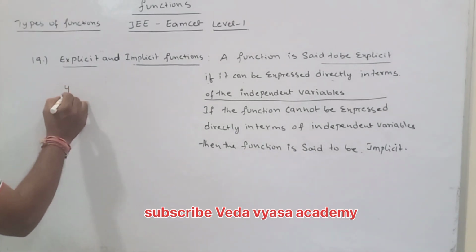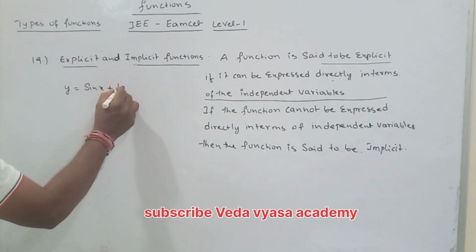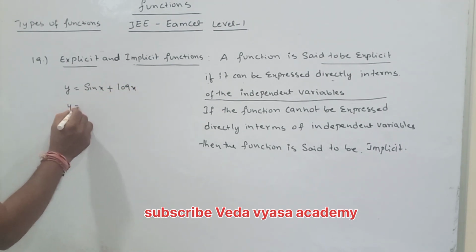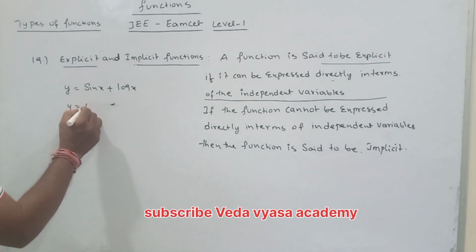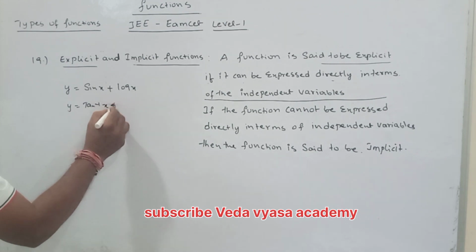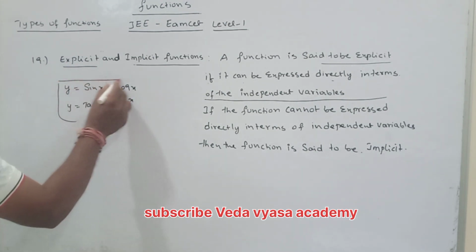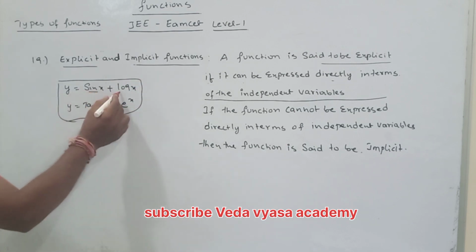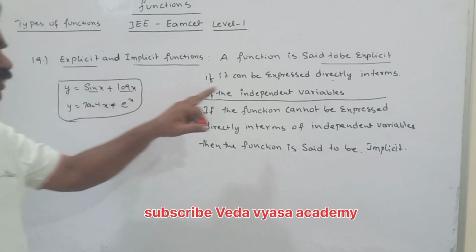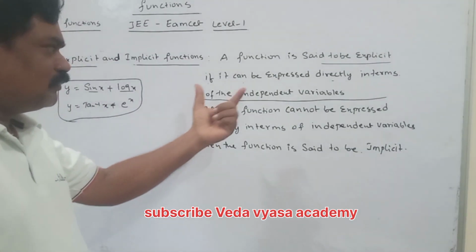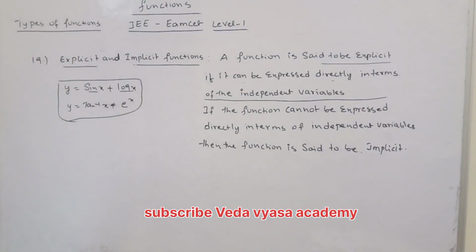For example, y is equal to sin x plus log x, or y is equal to sin inverse x plus tan inverse x, or tan inverse x plus e power x, like this. These are directly in terms of the independent variable. If functions are directly in terms of the independent variable, then we say this type of function is an explicit function.